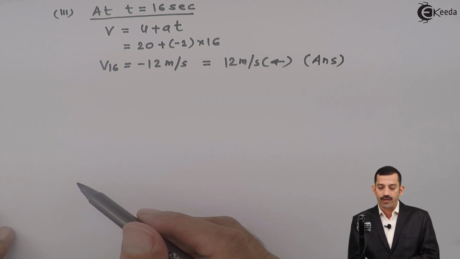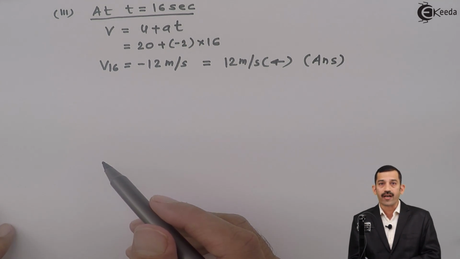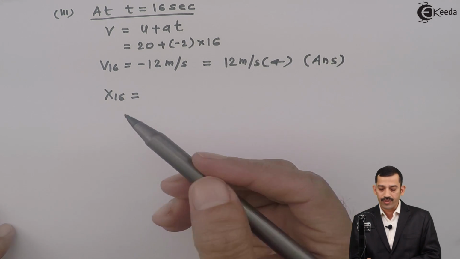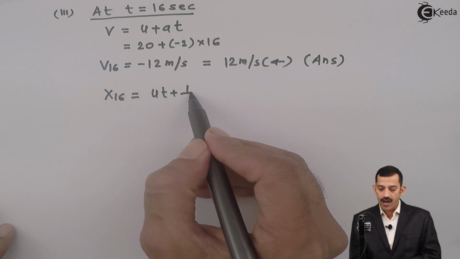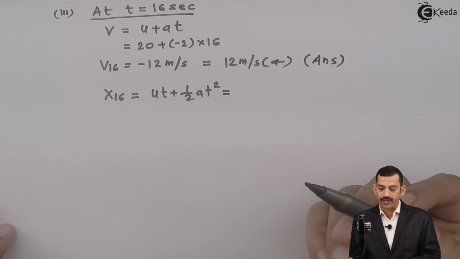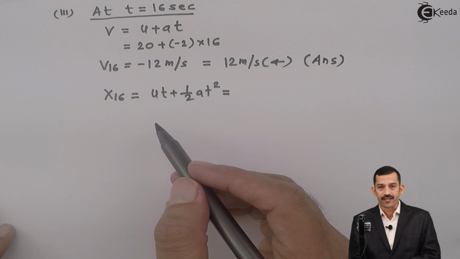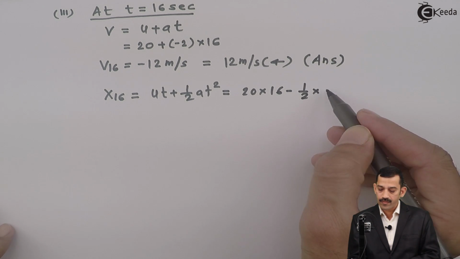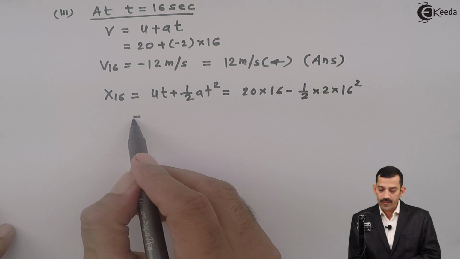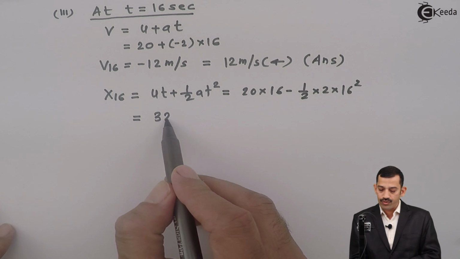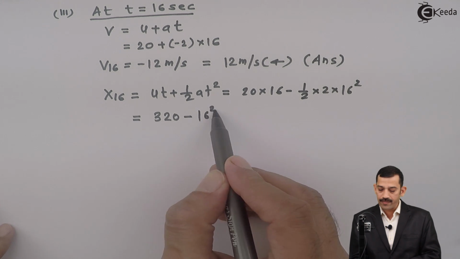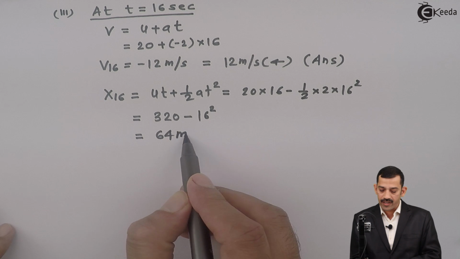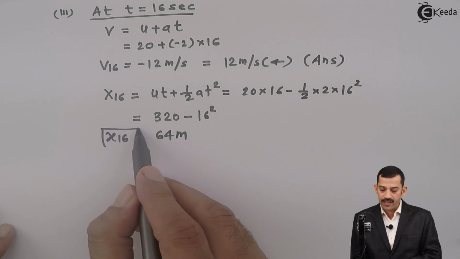Next, what is the next part of the problem? Find displacement and distance covered at 16 seconds. That means the position at 16 seconds is important. For x16, using the relation ut plus half at square, we'll substitute initial velocity as 20, time instant 16 seconds, acceleration minus 2. The answer comes out to be 320 minus 16 square. If you calculate using a calculator, the position at 16 seconds is 64 meters.